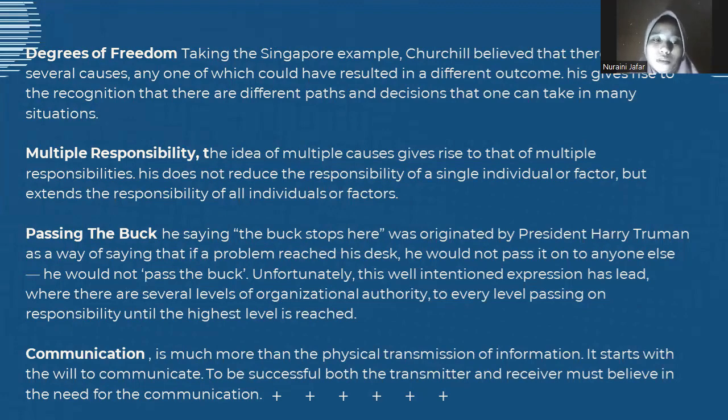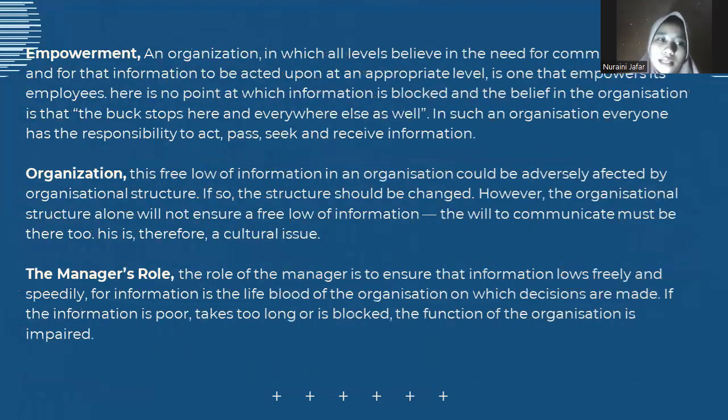Communication is really important because you have to communicate with others. You cannot just be quiet and expect everyone to understand what you mean, because no one is a magician. We cannot have the power to assume or get the point of what you mean, so you have to say it. Because if not, it would lead to something bad. And empowerment is really important. And the next point is the organization itself. And then the last one is the manager's role, because managers are leaders, and they have a role in it.